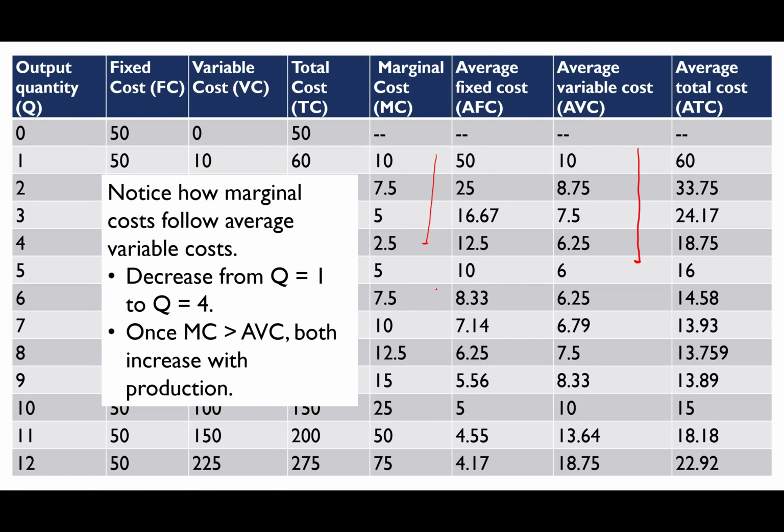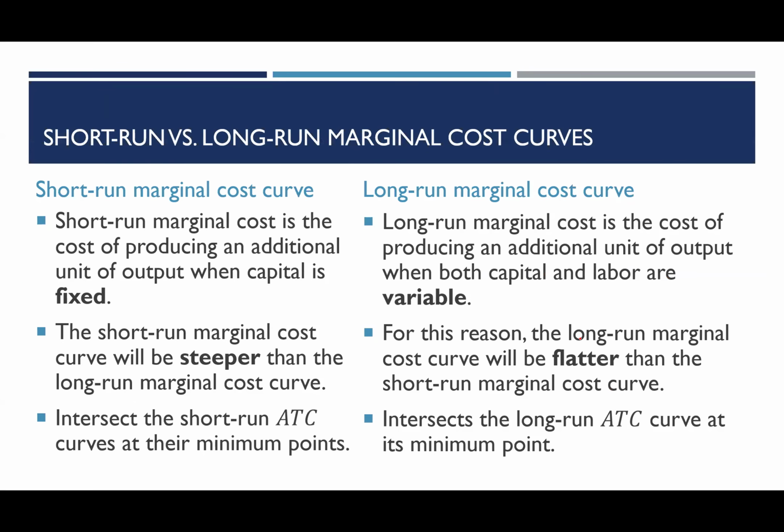And then once marginal cost exceeds average variable costs, right? So that's at production of 6 pairs, really between production of 5 and 6 pairs. Now as marginal cost exceeds average variable cost, both are increasing, right? So that's why we get the minimum of average variable cost at 5 pairs of shoes. And then once marginal cost surpasses average variable cost, they both grow with output. Okay.